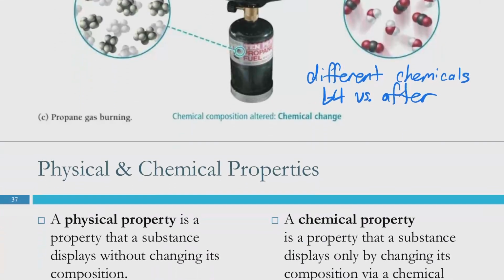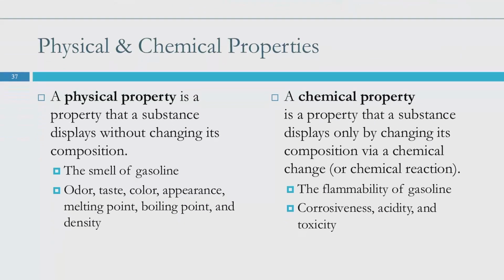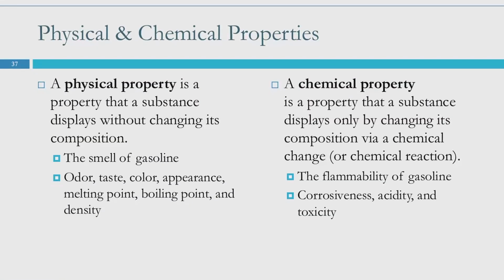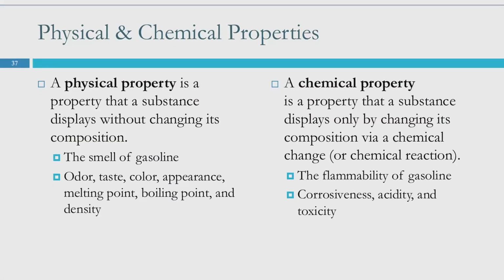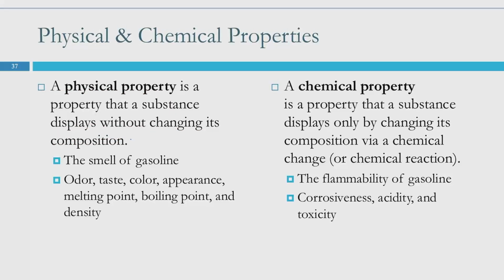Great. We also have physical and chemical properties, which are related to physical and chemical changes. A physical property is displayed without changing its composition. So it doesn't change the chemical. You can observe a physical property without transforming it into a different chemical.